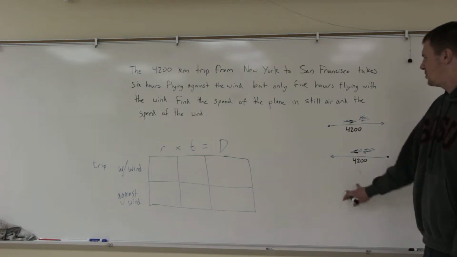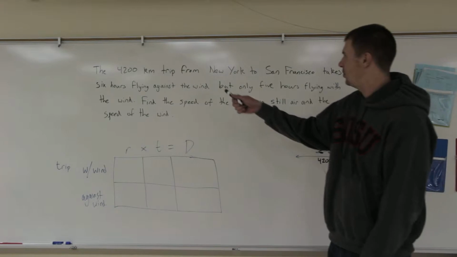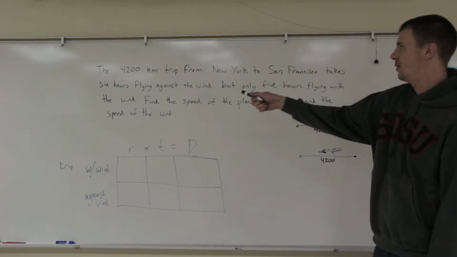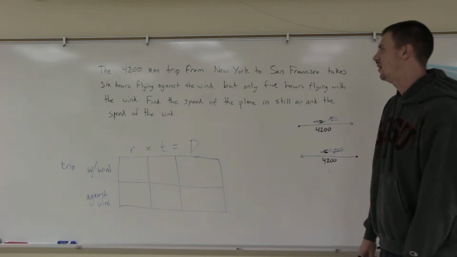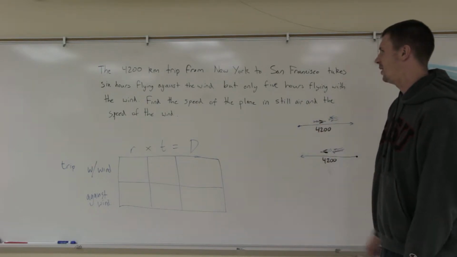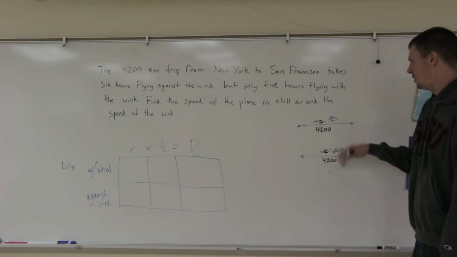Alright, so this is one of the problems from our homework. It says a 4,200 kilometer trip from New York to San Francisco takes 6 hours flying against the wind, but only 5 hours flying with the wind. Find the speed of the plane in still air and the speed of the wind. So you're in a plane flying against the wind and with the wind.